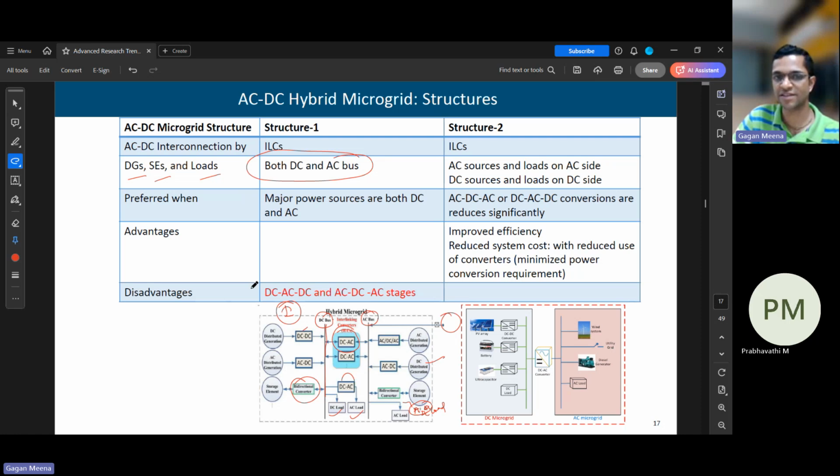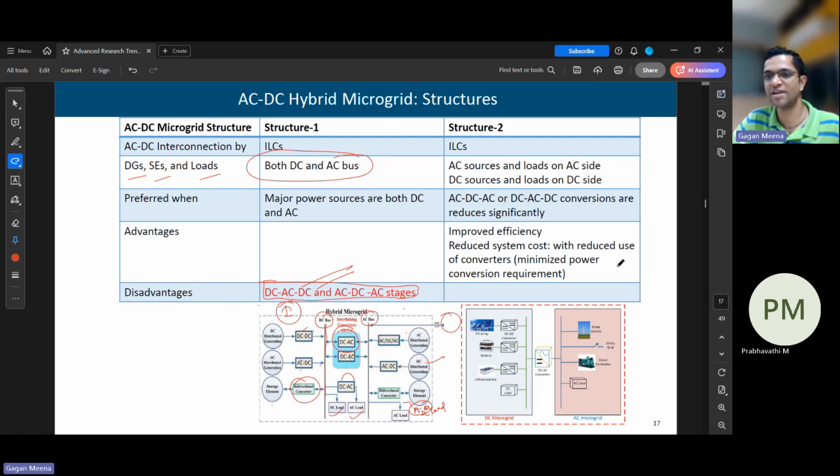This is preferred. The disadvantage we have already discussed in the previous slide pertains to this particular structure only. The disadvantage is AC-DC-AC here, DC-AC-DC there. These stages reduce the overall efficiency of the system. So these are preferred when the major power sources are both AC and DC.